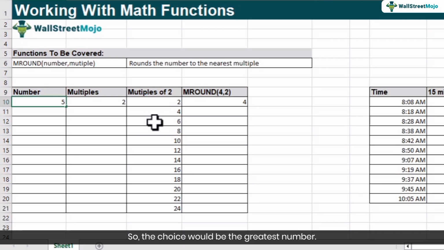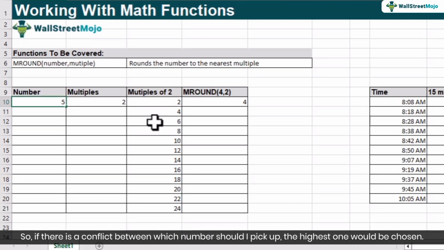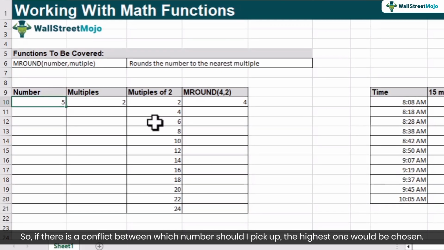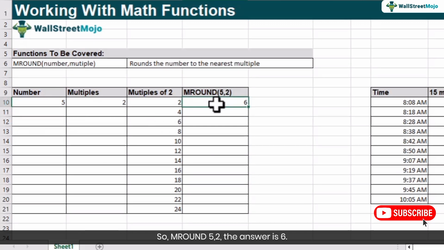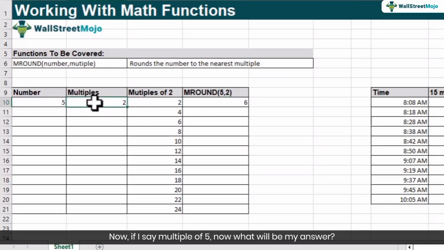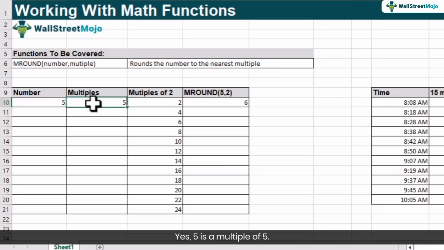So the choice would be the greatest number. If there is a conflict between which number to pick up, the highest one would be chosen. So let's see. Yeah, mRound 5, 2, the answer is 6. Now if I say multiple of 5, what will be my answer? Yes, 5 is a multiple of 5, so it will show 5.